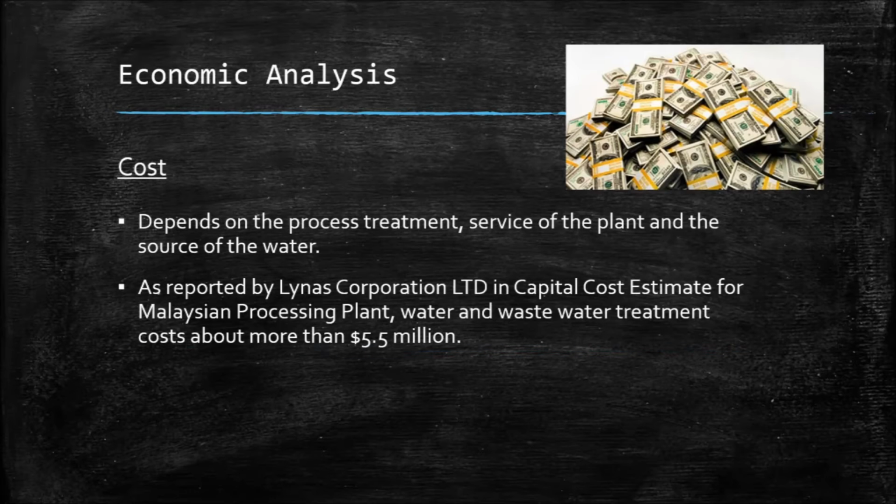My next part is economic analysis, which I will analyze in terms of cost, utility, raw materials, and product. In terms of cost, it depends on the process treatment, service of the plant, and the source of the water. As reported by the Linus Corporation Ltd in Capital Cost Estimate for Malaysian Processing Plant, a water and wastewater treatment plant costs more than $5.5 million.